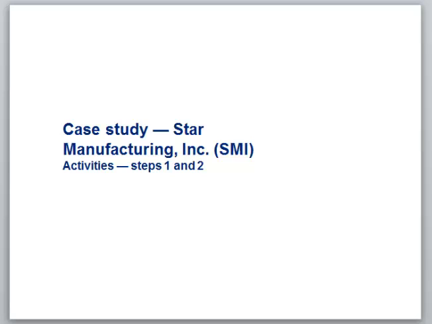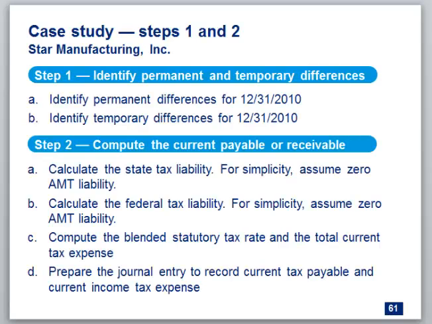Then I want you to think in the form of those 10 steps that we're going through. Step 1, identify perms and temps. Step 2, compute your current payable or receivable. Step 3 is going to be do your return to accrual. Step 4 will be deferreds. We will stop there because that's all we've done. We've done steps 1 through 4 in class, so you're going to do steps 1 through 4 in the case study. And then either I will send you a video of me going through the answer, or we'll go through it together at the beginning of the next class.